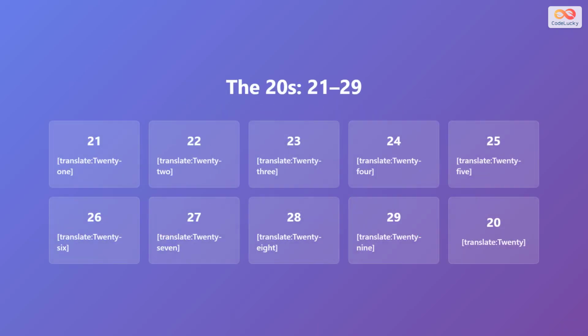Let's start with the 20s. We have 20, 21, 22, 23, 24, 25, 26, 27, 28, and 29. Notice that we say 20 first, then add the single-digit number. For example, 25 means 20 plus 5. Practice saying these numbers aloud.